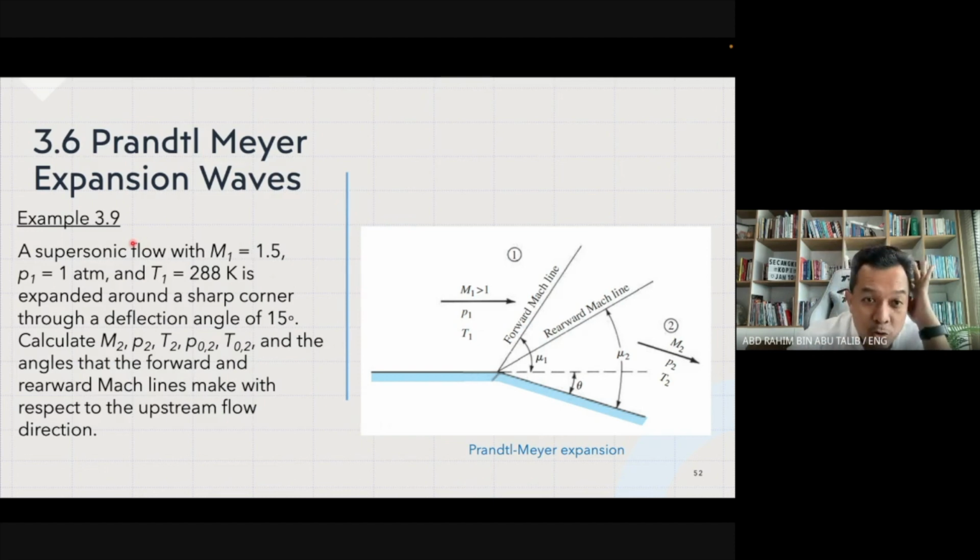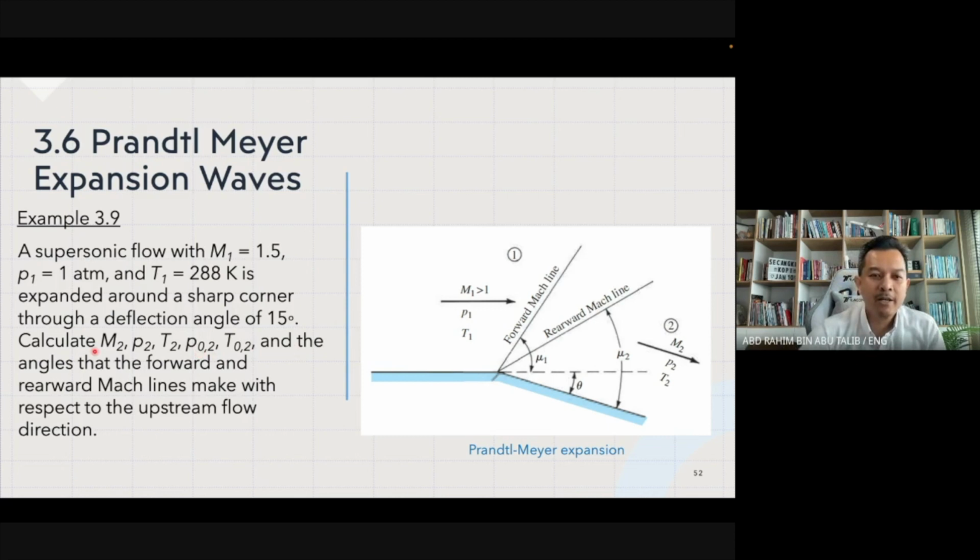Okay, a supersonic flow is given at Mach number 1.5, so it is more than 1, and P1 is given to be 1 atm and temperature is 288 Kelvin. It is expanded through a sharp corner, through a deflection angle of 15 degrees. So theta is given as 15 degrees.